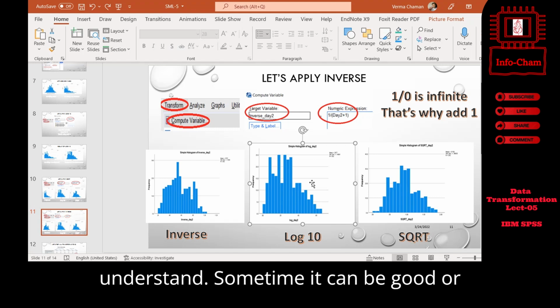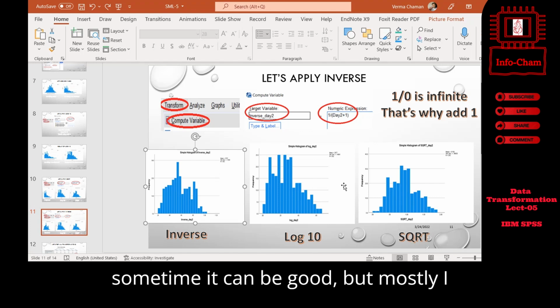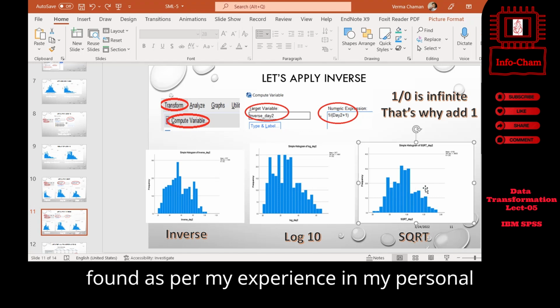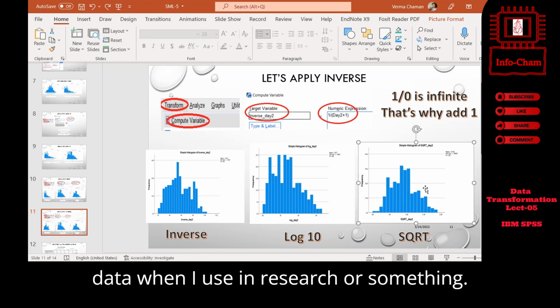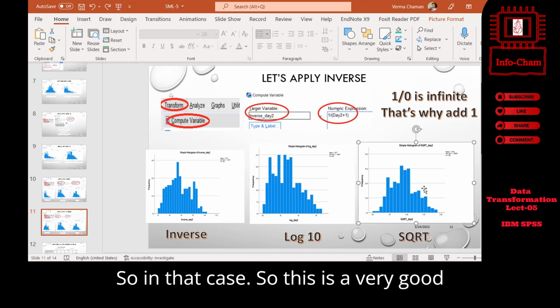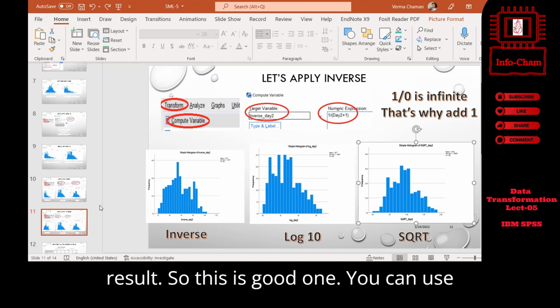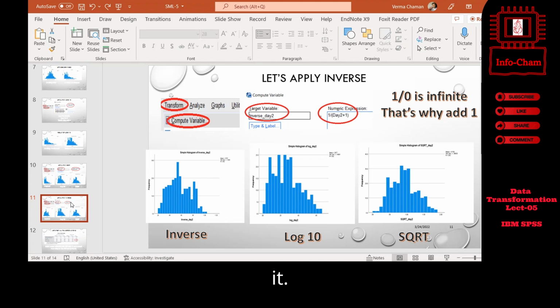Please try to understand. Sometimes it can be good, sometimes not, but mostly, as per my experience with my personal data when I use it in research, square root gives a very good result. So this is a good one, you can use it.